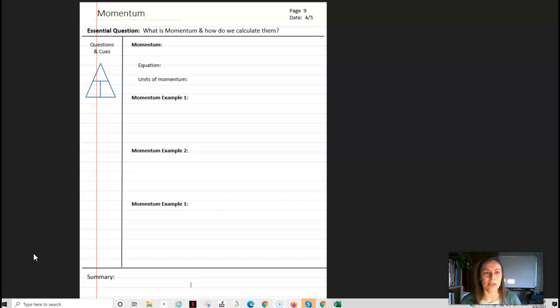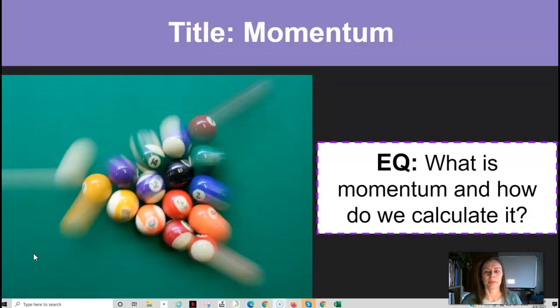Good morning, everybody. Today we're going to be taking notes on momentum. And so this is the note-taking template. You can pause and copy this onto page 9 of your notebook. All right, so our essential question for today is what is momentum and how do we calculate it?